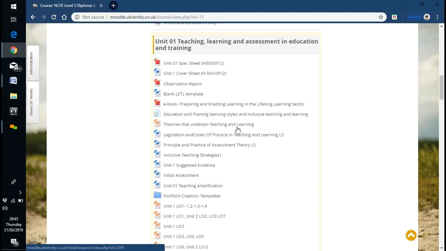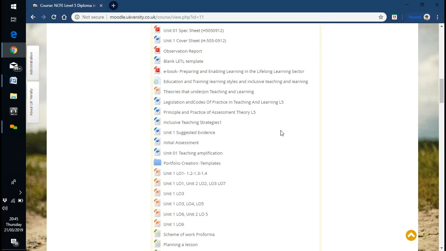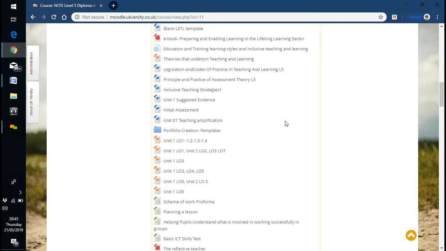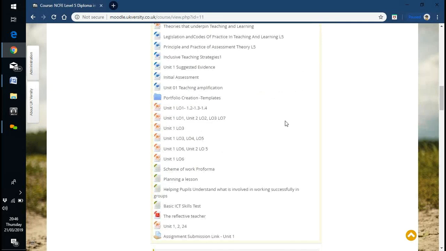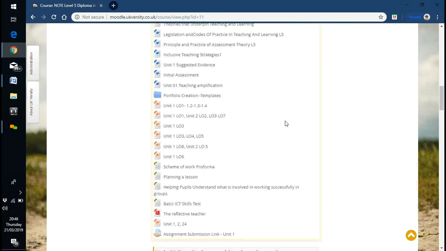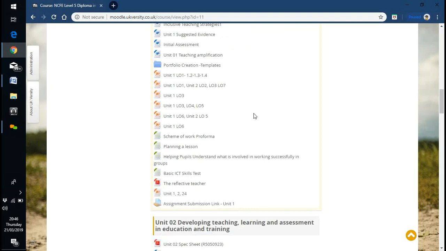Preparing and enabling education styles. Underpin teaching and learning, legislation, codes of practice, principles and practical teaching, suggested evidence, initial assessment, teaching, amplification, creation templates. 103, 104. Right, there are some PowerPoints on here to look at as well. I was going to look at L045, this one.